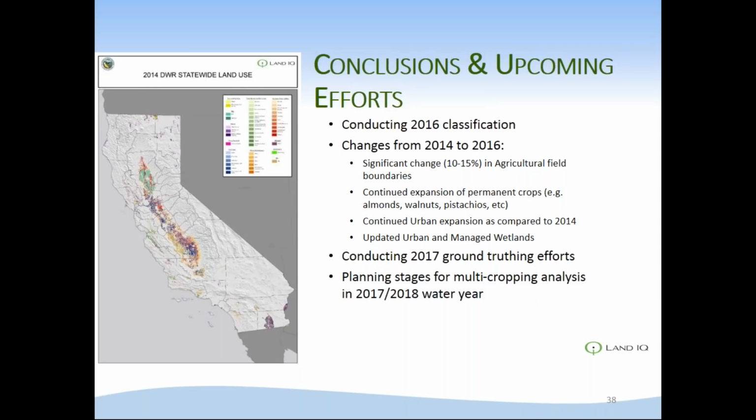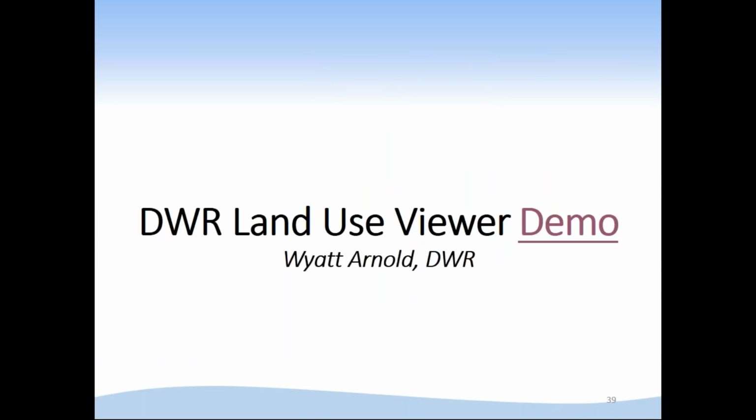We see continued expansion of permanent crops. We see that constantly. Almonds, walnuts, pistachios, and other permanent crops continue to expand in the state. And we also see a continued expansion of urban areas as compared to 2014. We have finished a portion of the 2017 ground truthing for the Central Valley, and also in other areas of the state. And we are in the planning stages for implementing multi-cropping analysis in the 2017 hydrologic water year. So I'll go ahead and introduce Wyatt Arnold now, and he'll give you a summary of the land use viewer and how this information can be disseminated out to you all.